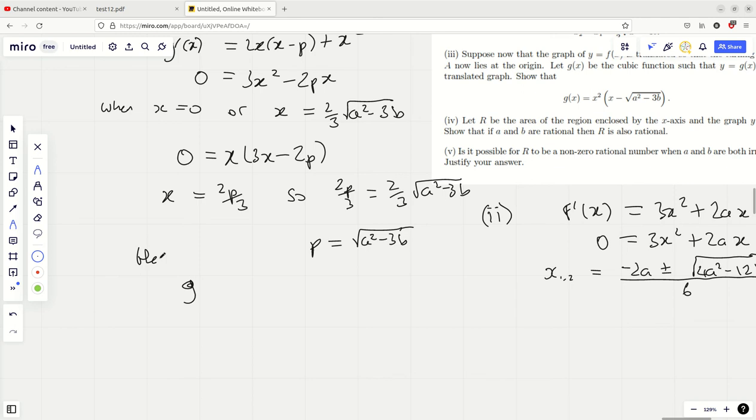Hence g of x equals x squared (x minus root a squared minus 3b).